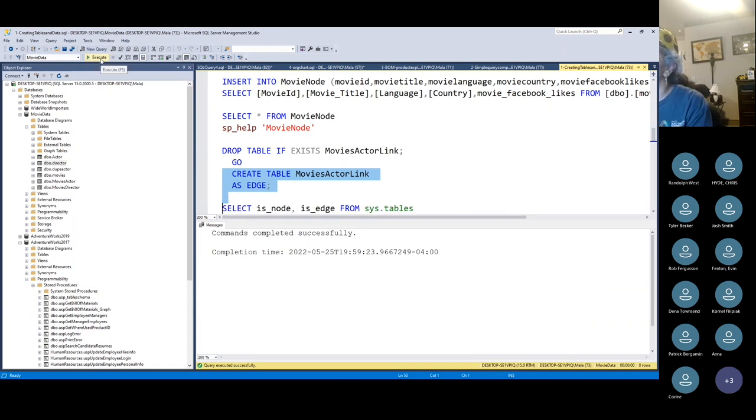I don't really have any additional things that I want to add to this table. I could if I wanted to, but I really don't. So I'm just going to say, okay, SQL Server, I just want an edge table. I don't want anything else. So go and give me just an edge table. All it creates is just an edge table. There is nothing additional here.